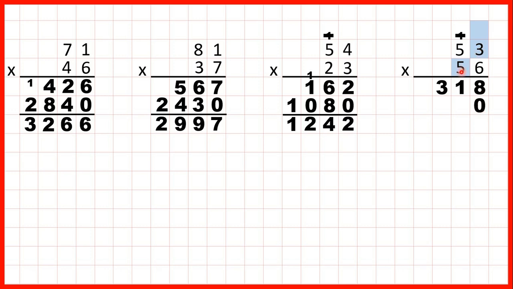3 times 5 is 15, so 1 5. And then 5 times 5 is 25, plus 1 is 26. We don't have any more digits, so we can write 26 in our answer line. So now 8 plus 0 is 8, 1 plus 5 is 6, 3 plus 6 is 9, and nothing plus 2 is 2. So we get 2,968.